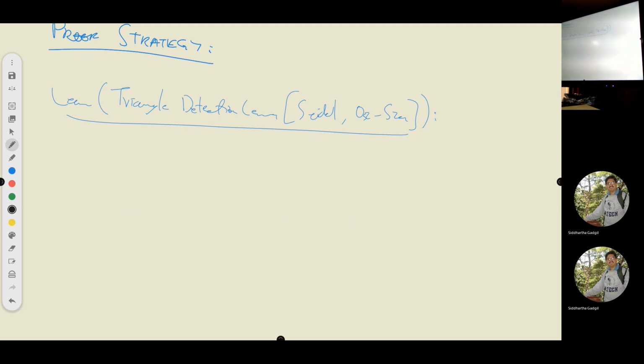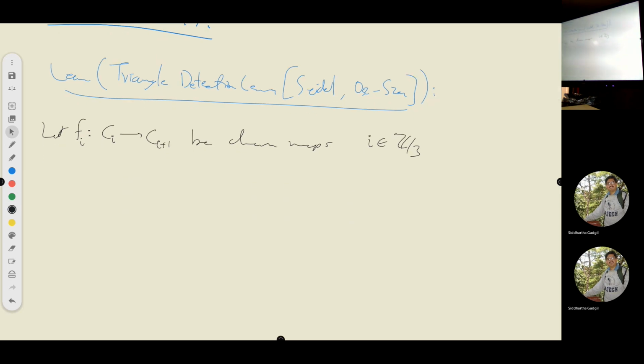So suppose F_i are chain maps, and the indexing set is Z mod 3. Basically just 3 complexes. And suppose you have chain homotopies H_i that go from C_i to C_{i+2}, with F_{i+1} composed with F_i equal to the boundary of H_i, that is, dH_i + H_i d.